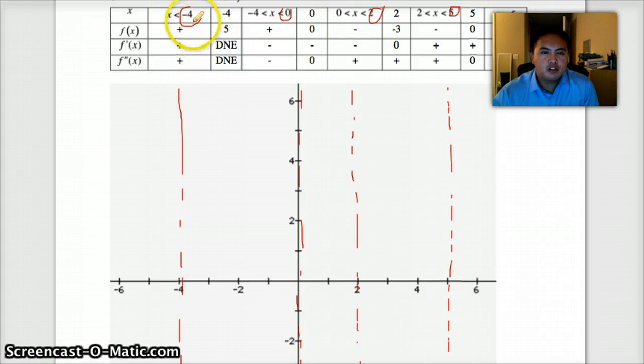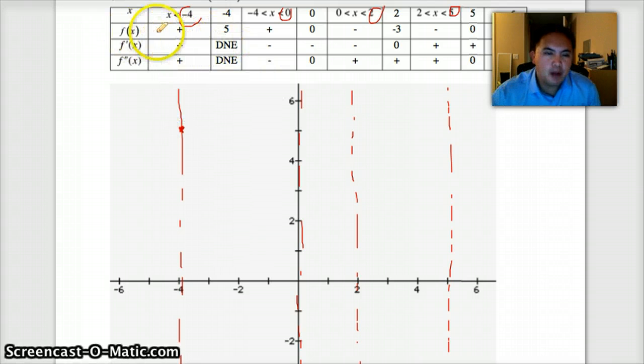First of all, it says that from -4 to 0, f of x is positive. So that means I'm above the x-axis. It says here that it's increasing and it's concave up. So it has to look like, oh, I'm also looking at this one here. It says at -4, the value is 5. So at -4, the value is 5. So there's a dot right there.